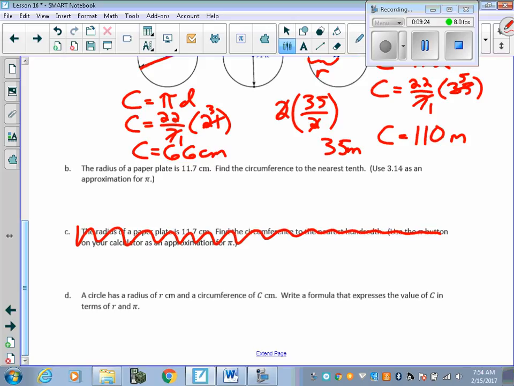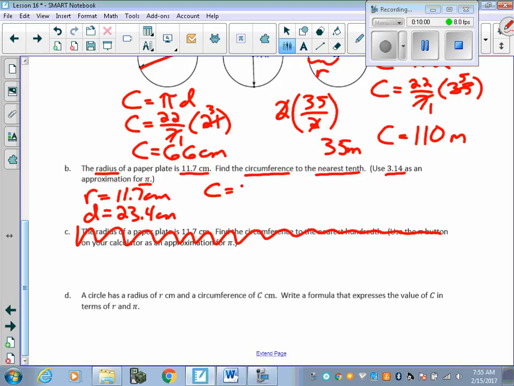Okay, but we have the radius of a paper plate is 11.7 centimeters. Remember, radius is 11.7 centimeters. To find the circumference, we're going to need the diameter. And we need to round it to the nearest tenth and use 3.14 for pi. So if the radius equals 11 7/10 centimeters, we have to double that to get the diameter. Well, 11 doubled is 22. 7/10 doubled is 1 4/10. So we add them together and we get 23 4/10 centimeters.